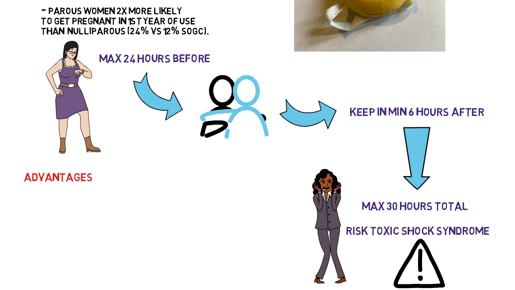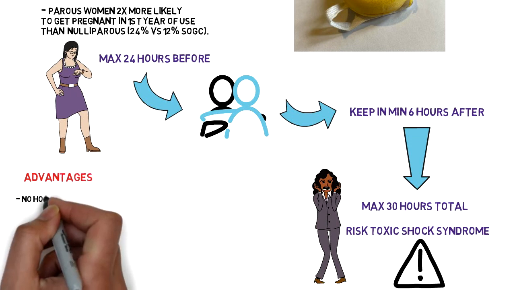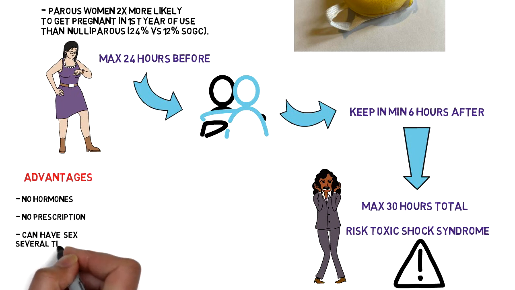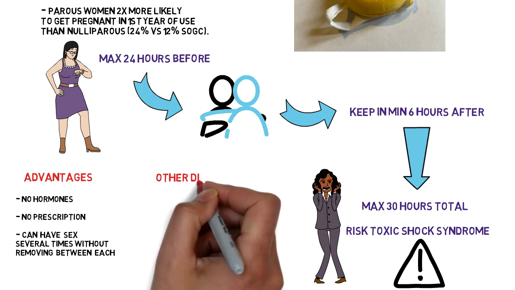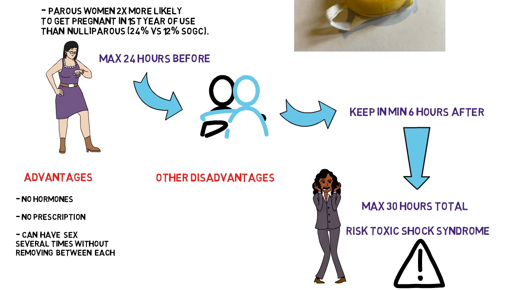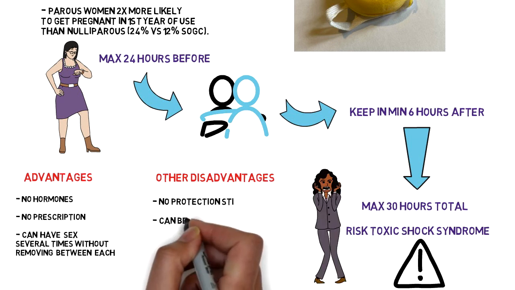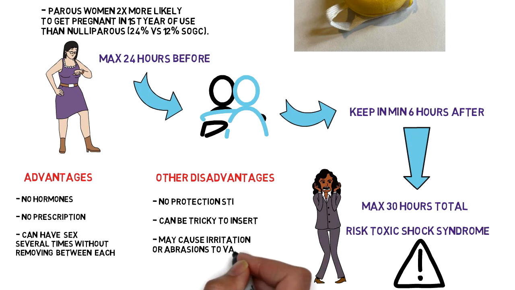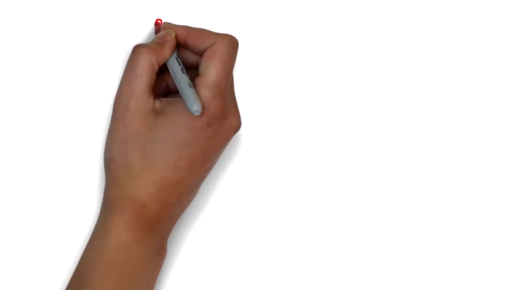Other advantages are that there are no hormones, no prescription needed, hence over the counter, and you can have sex several times within the first 24 hours without needing to take it out and replace it. Other disadvantages, other than the time constraint and the lack of effectiveness, are that sponges don't protect against sexually transmitted infections. Some women have trouble putting it in, and it could cause irritation and abrasions to the vagina or cervix.